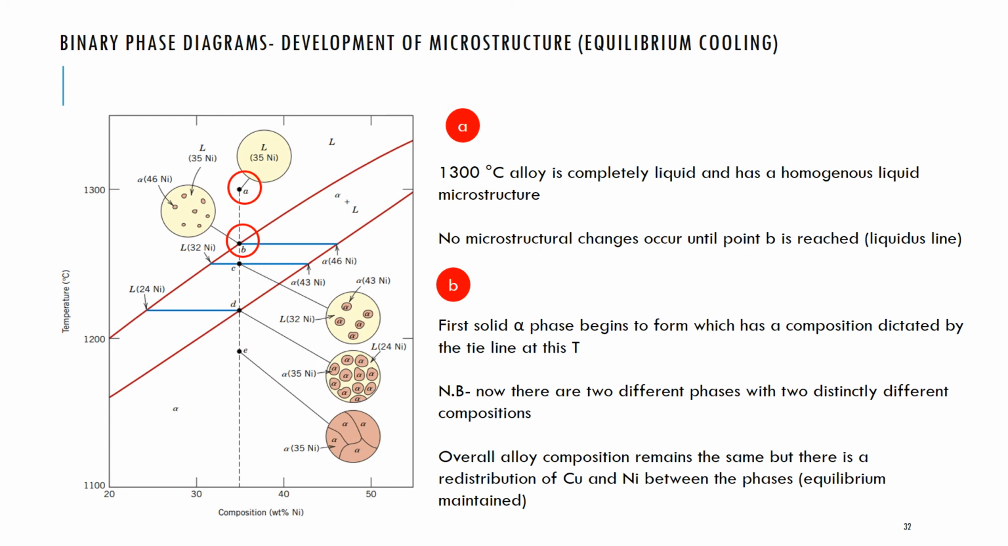When I hit point B, very small amounts of the alpha solid phase begin to form because we're cooling it down. But there are only small amounts. The percentage fraction of solid phase is still low at this point because we're still at quite a high temperature. But importantly, the moment I cross this liquidus line, there are now two phases present. As I move down that line, the percentage of solid will start to increase. But for now, it's relatively low. But importantly, there are two phases present.